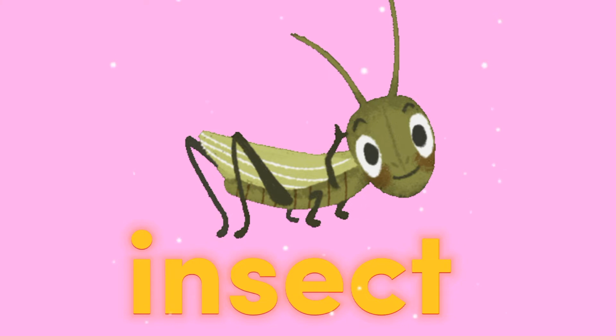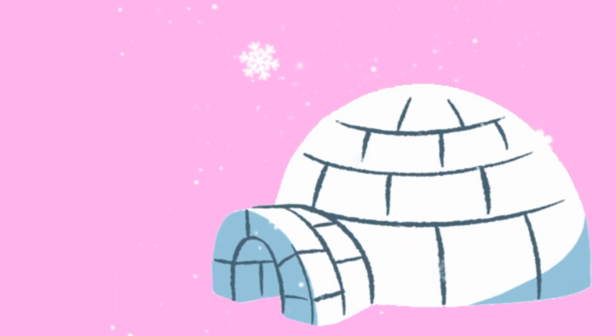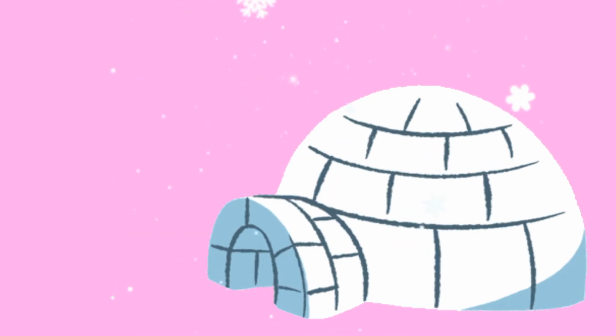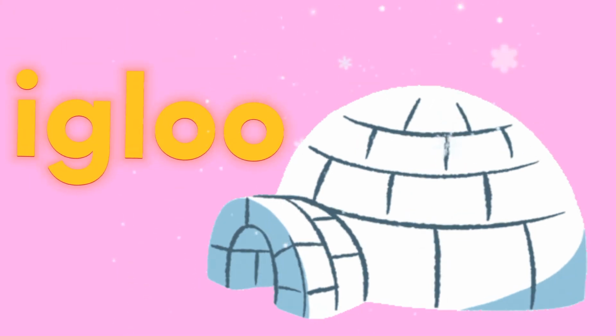Insect. I'm sure you're going to hear so much about it. Look at the picture. This is a home. It's called an igloo. It is a snow house and it's used as a type of shelter.